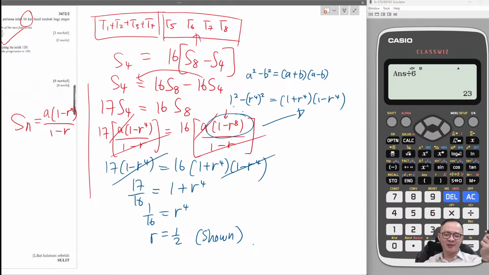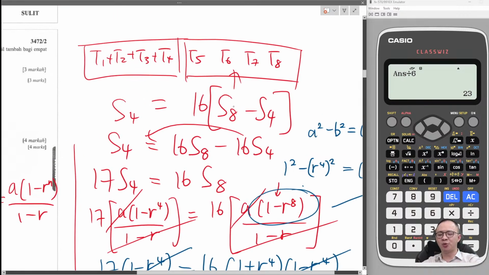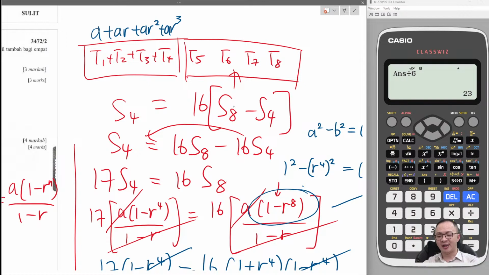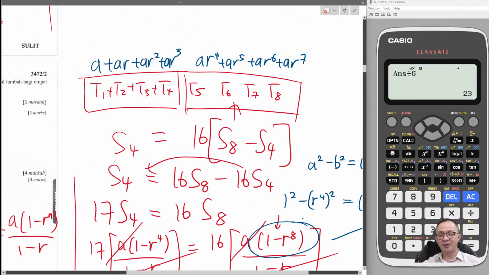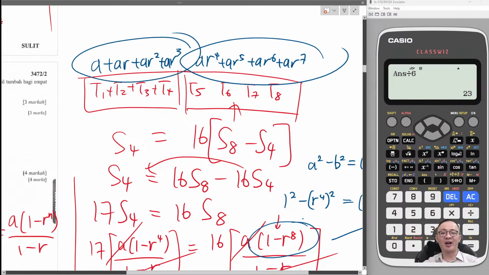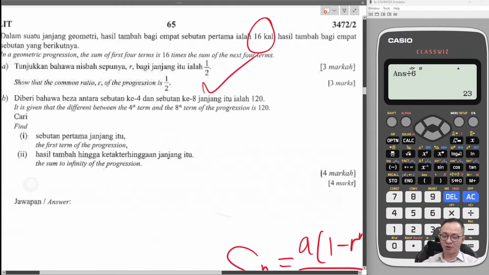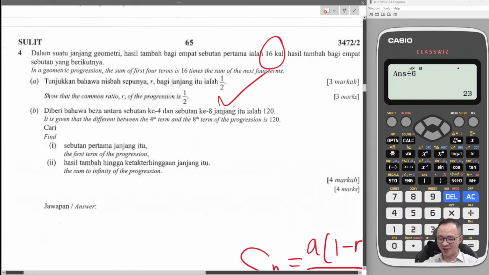I believe you might be able to use this method also if you want to. You factorize out the A, and then this is something like AR4 plus AR5 plus AR6 plus AR7. You can take out the AR power 4, then you should have something easier to do rather than use the Sn formula. I think you can use this to solve and get the same R value also. But you try it yourself, I have limited time and I'm trying to finish this question.